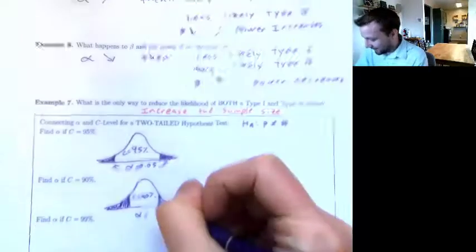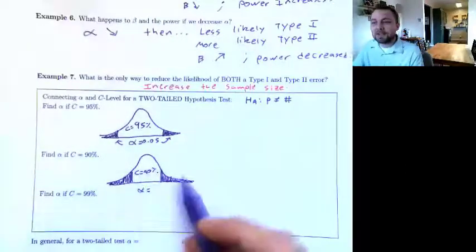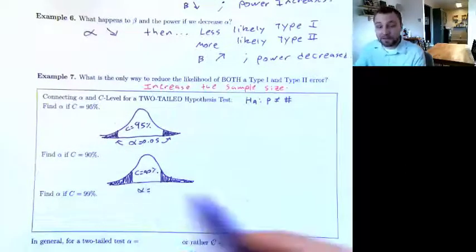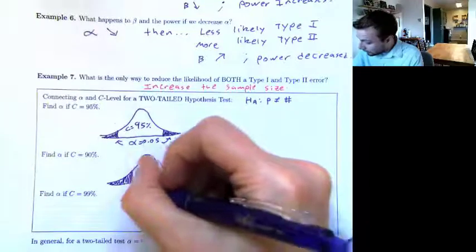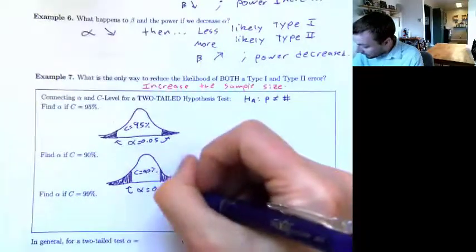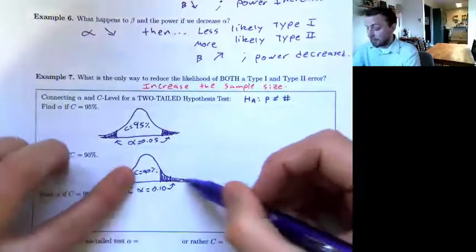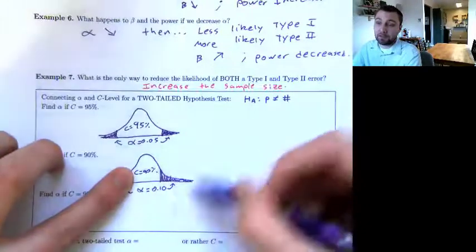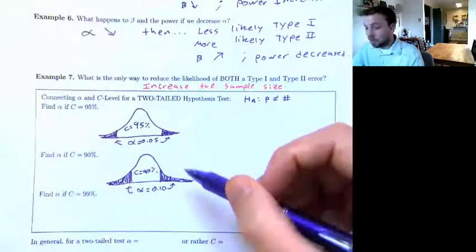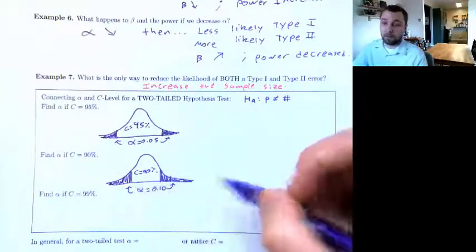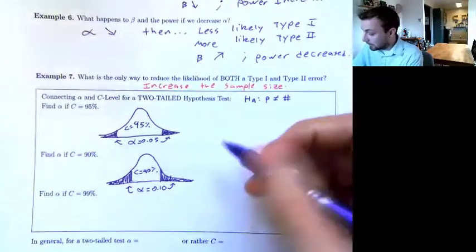Thinking on the fly. If I have 90% in the center, the entire curve is 100%. That leaves me with 10% for my two tails in total. Just as a note, if I was doing a one-tailed test, that would be 5% in one tail. If I'm doing a two-tailed test, that's 10% in total. Here's what this means so far.